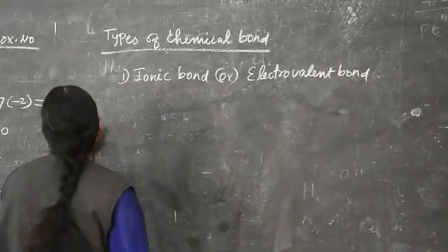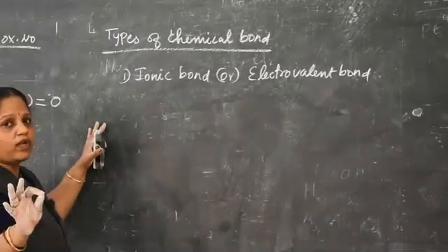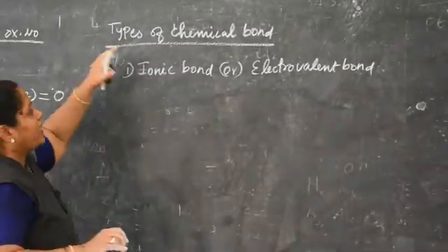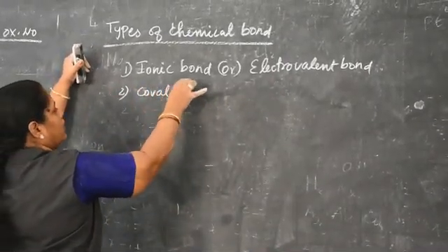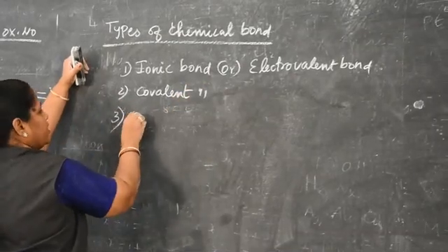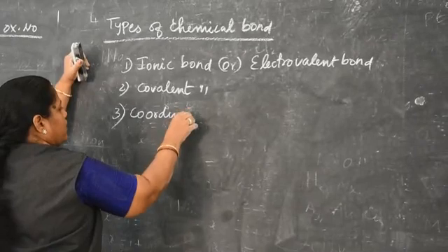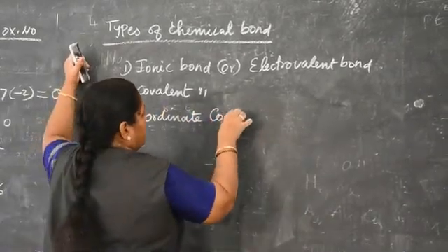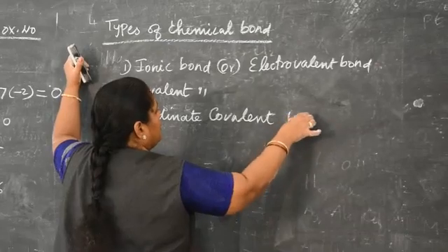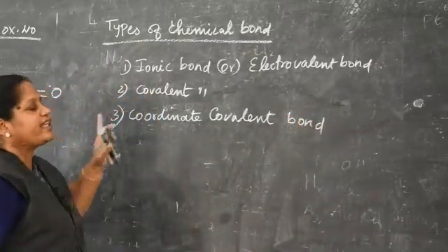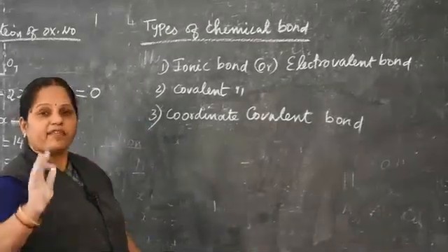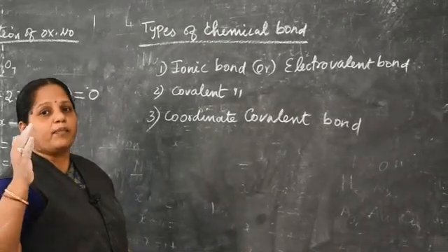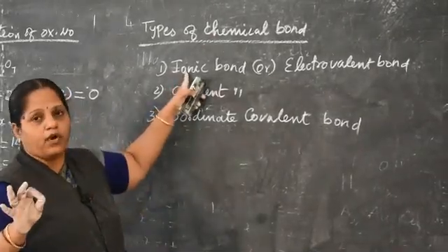Oxidation number is calculated in a bonded state only. So ionic bond, or electrovalent bond, and the second one is covalent bond, and the third one is coordinate covalent bond. So what is ionic bond or electrovalent bond? A simple statement is that between a positive ion and a negative ion a bond is formed, that is called ionic bond.